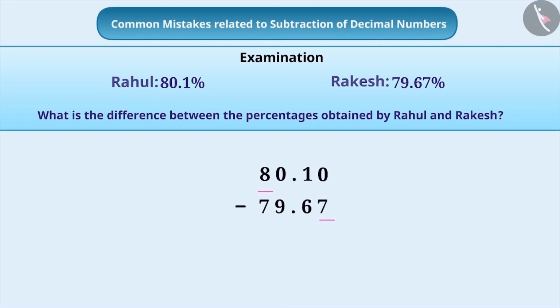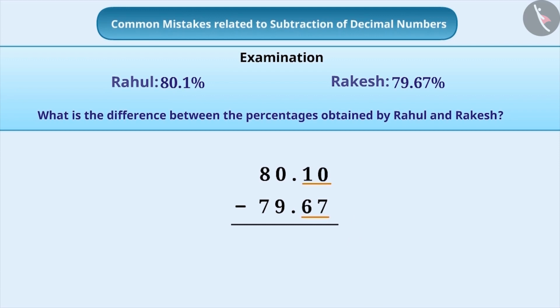But they don't use 0 to make the number of digits equal after the decimal point. They think that subtracting 7 from the blank above gives the result of 7 only. So, they write 7 in the result. Then, they do the subtraction of the remaining digits. This is also incorrect.